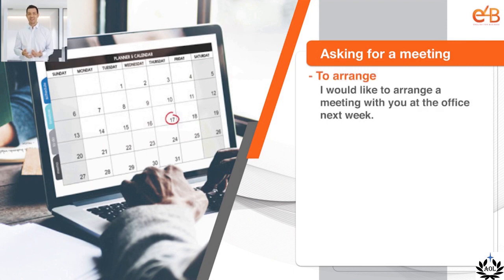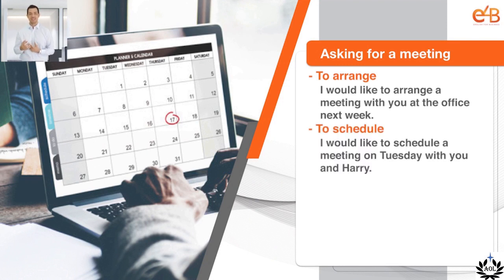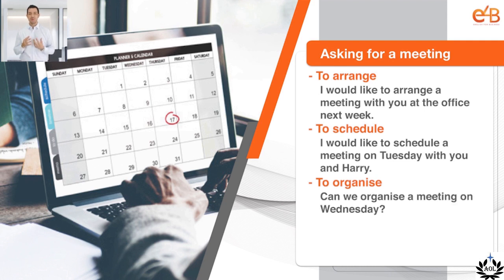I would like to arrange a meeting with you at the office next week. We can also use the verb to schedule. I would like to schedule a meeting on Tuesday with you and Harry. Or to organize. For example, can we organize a meeting on Wednesday?